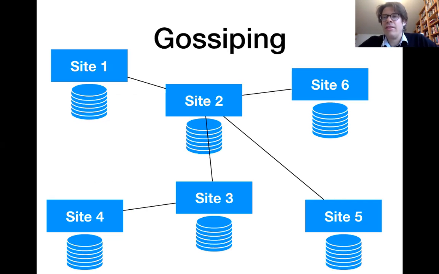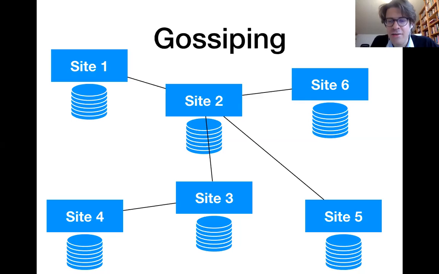So the way in which we achieve eventual consistency in Apache Cassandra is by gossiping. And gossiping essentially means that those different nodes in the system, every once in a while, will exchange information about new updates. So any new update will eventually propagate to all the nodes in the system.